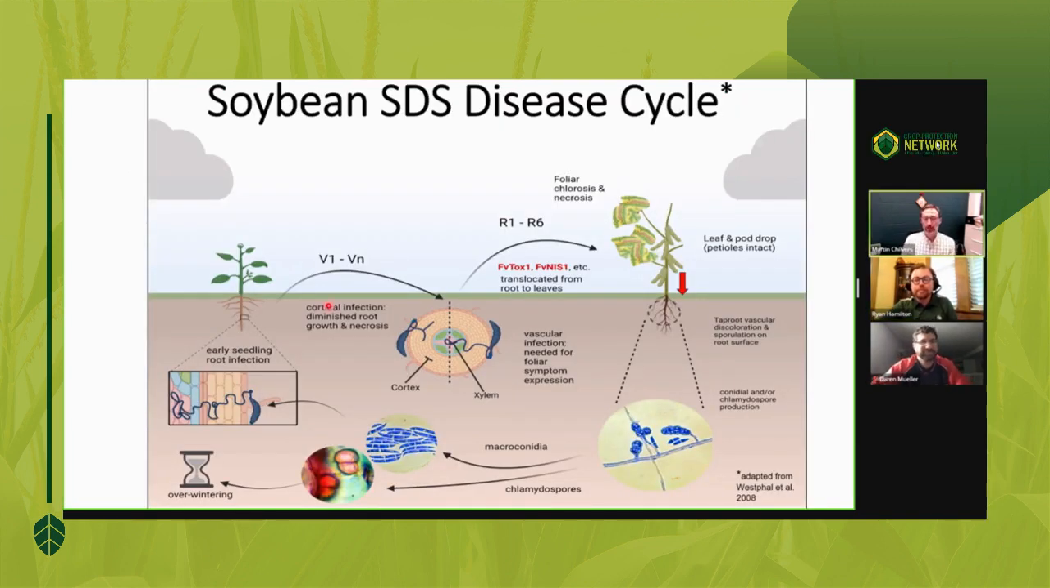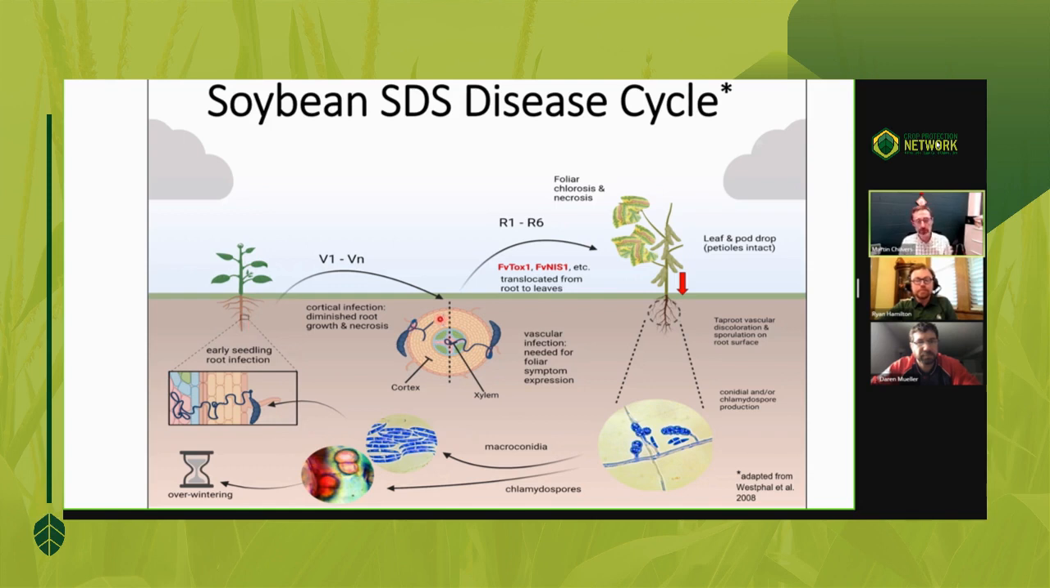Here is what we know currently about the soybean sudden death syndrome disease cycle. Ryan has done a really nice job of adapting this figure. We have spores that can survive in the soil. There's a type of spore called a chlamydospore that can survive in the soil for many years. It can also survive on plant residue. So we have a bunch of spores in the soil that can potentially germinate and then infect the root system. Infection can occur basically anytime after planting. It does appear that early infection is important for heavy soybean sudden death syndrome damage.